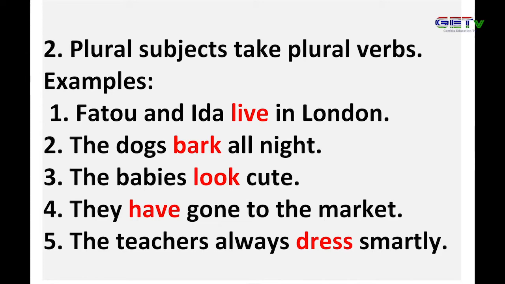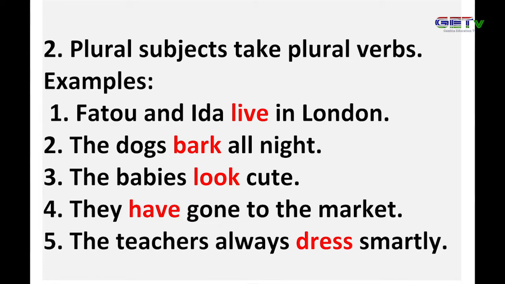Why the verb is plural? Because we have a plural subject. What makes the subject plural is Fatu and Ida. It's more than one. Therefore, it takes plural verb. Example 2, the dogs bark all night. Here, the noun dog carries S, makes it plural. Therefore, the verb must be plural. So we say the dogs bark all night.